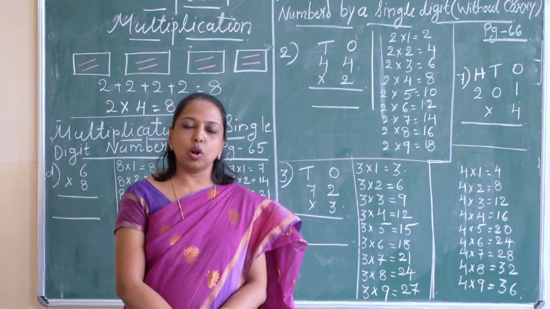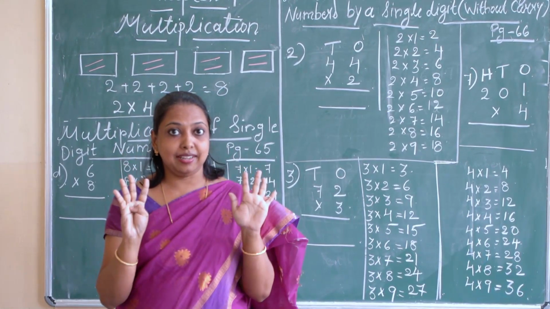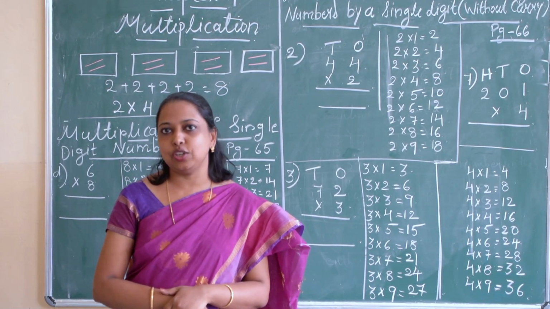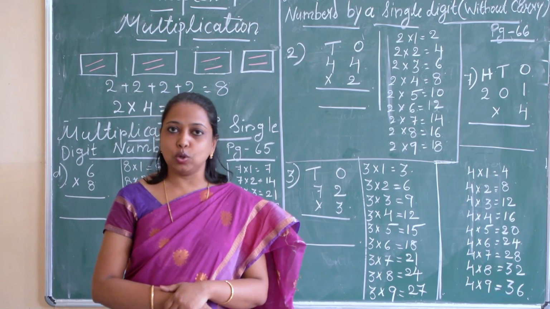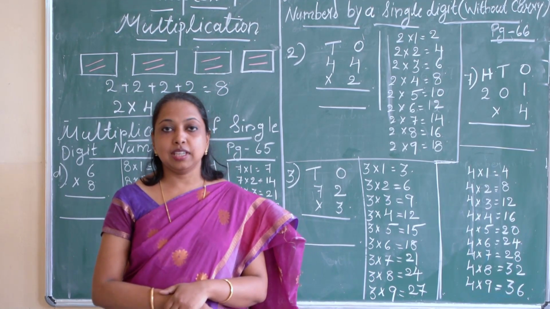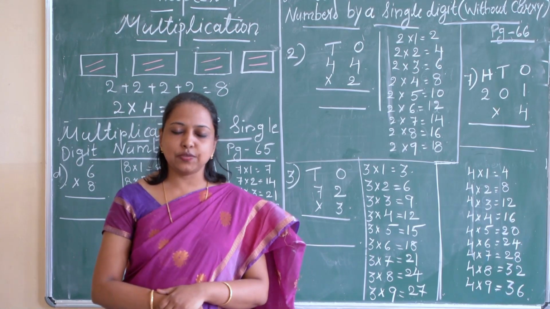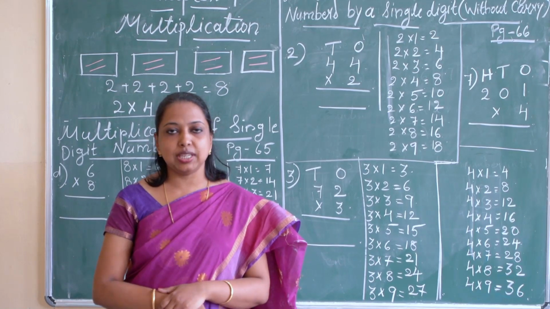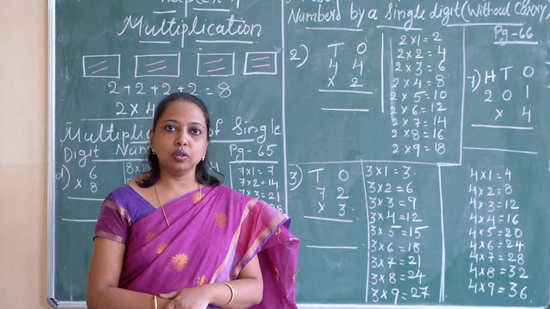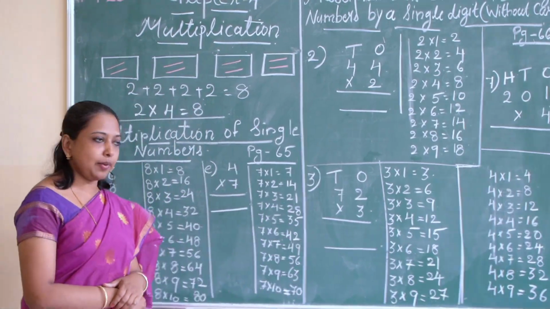Children, we have already learned the multiplication tables 1 to 9. I hope you have written the multiplication tables in your fair notebook and also learned them by heart. If you have not learned, you cannot solve the exercise of this chapter. So it is very important to learn the multiplication tables 1 to 9. Now we can start some exercise. Let's do some exercise from your book.